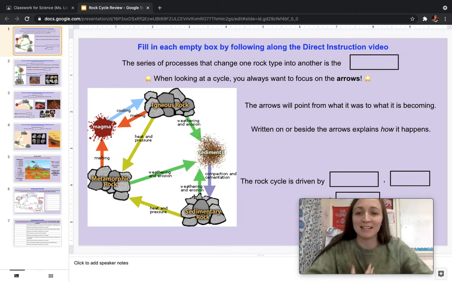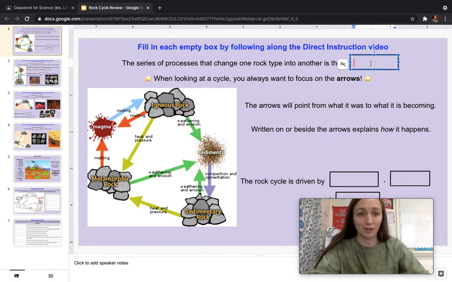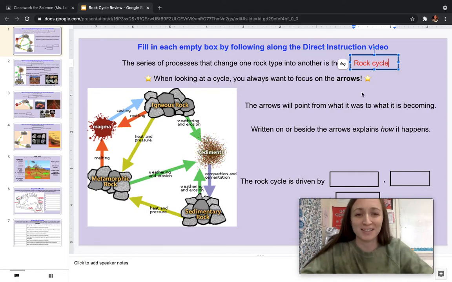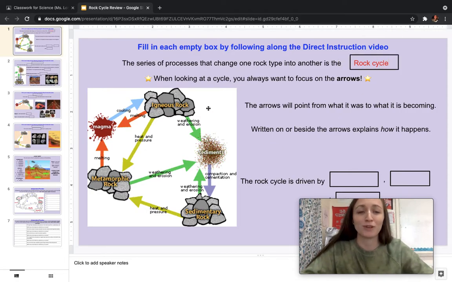It just explains the series of processes that's going to take place that will change one type of rock into a different type of rock. So let's fill that in. Rock cycle. Okay, so we know there are three different types of rock. We have that igneous, we have that sedimentary, we have that metamorphic.